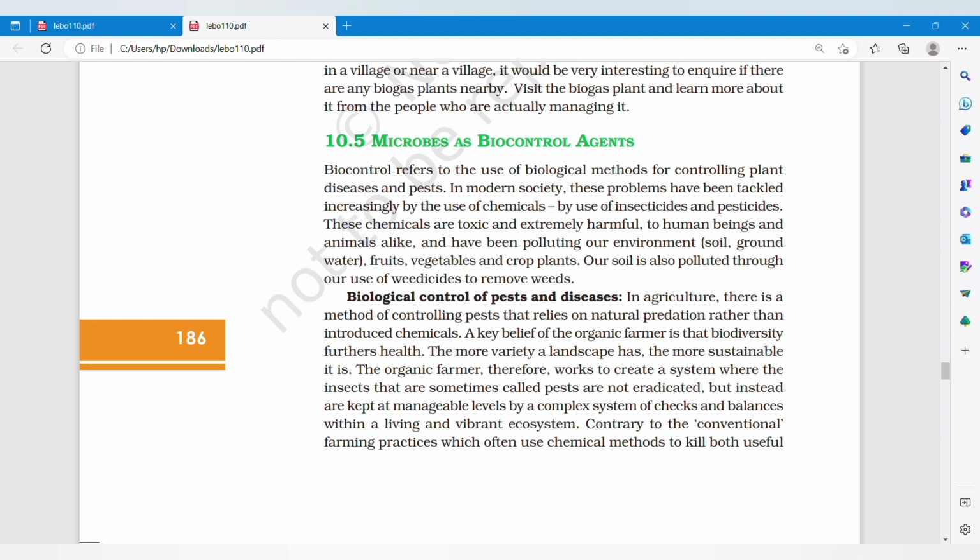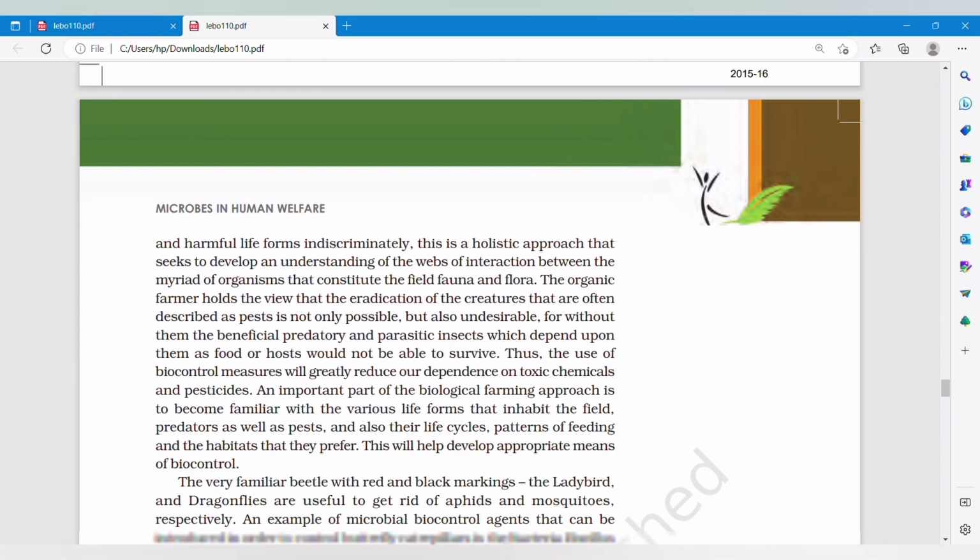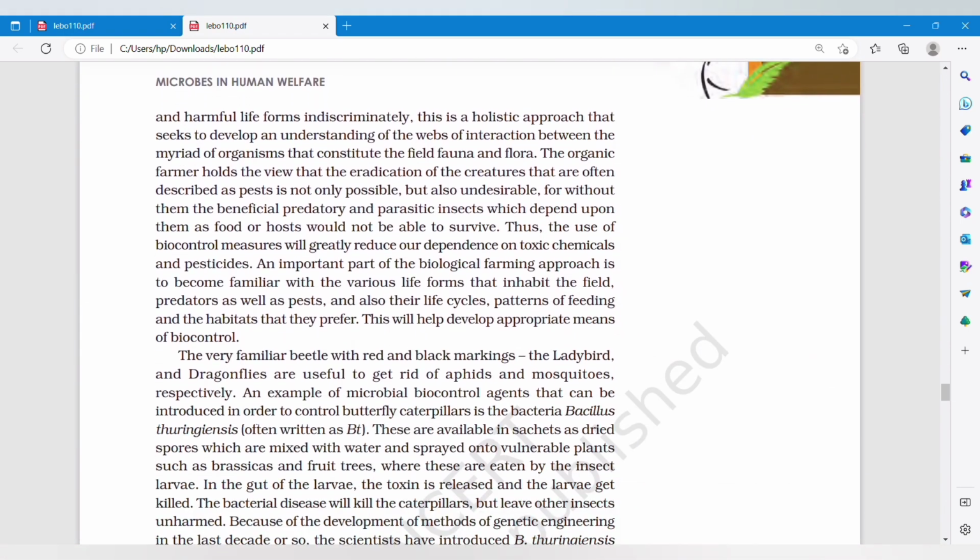eradicated but instead are kept at a manageable level by a complex system of checks and balances within a living and vibrant ecosystem, contrary to conventional farming practices, which often use chemical methods to kill both useful and harmful organisms indiscriminately. This is a holistic approach that seeks to develop an understanding of the ways of interaction between the myriad of organisms that constitute the field, fauna, and flora.